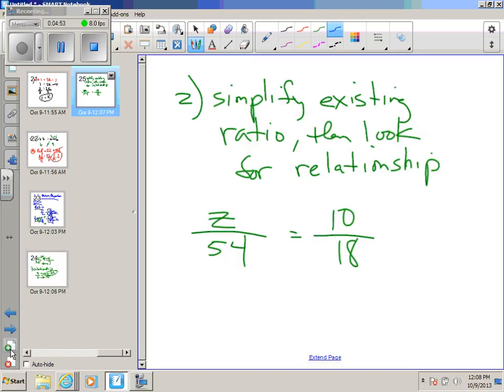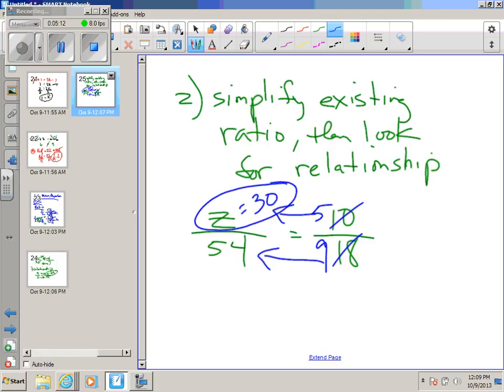Because I have both my values. How would I simplify it? By 2. 5 to 9 would be a proportion, would be equivalent. 9 times what is 54? So therefore 6 times 5? 30. We went and revisited step 1. After we simplified, we looked for a relationship.